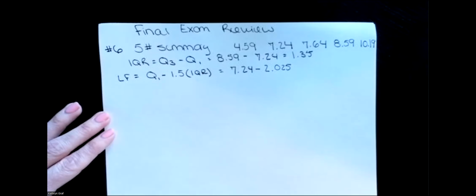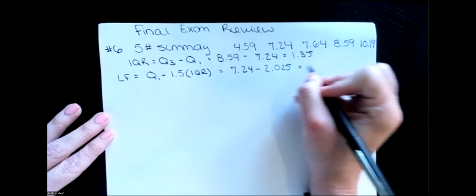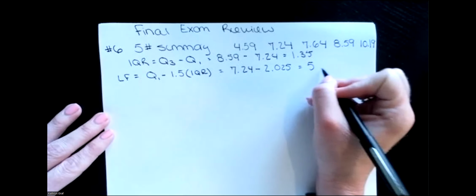Okay. And then what I'm going to do is take my quartile 1 and subtract out that 2.025 to get 5.215.